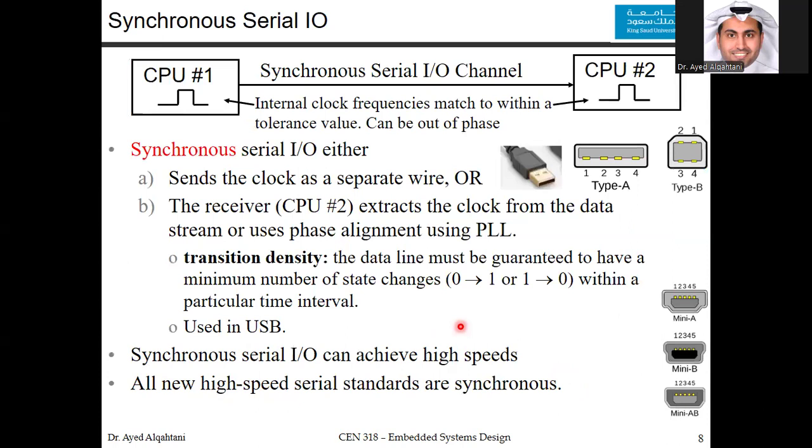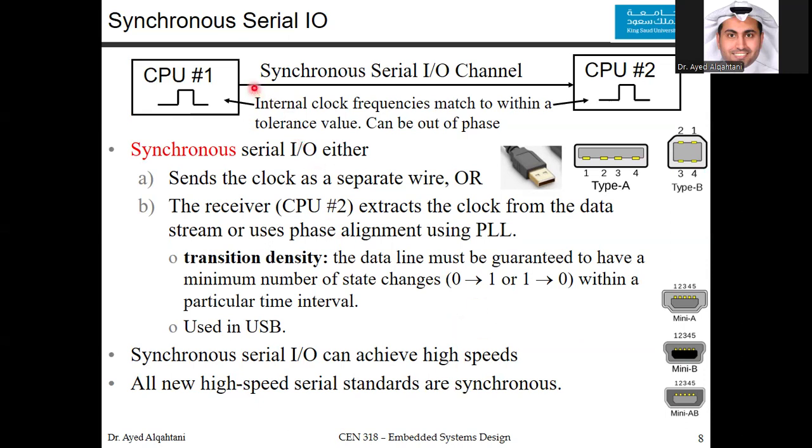Now, let's talk about the synchronous and the asynchronous serial I/O. We will fix the way of communication to make it serial. So there is no parallel communication. Everything is bit by bit. And we want to see what the synchronous and the asynchronous serial I/O are.